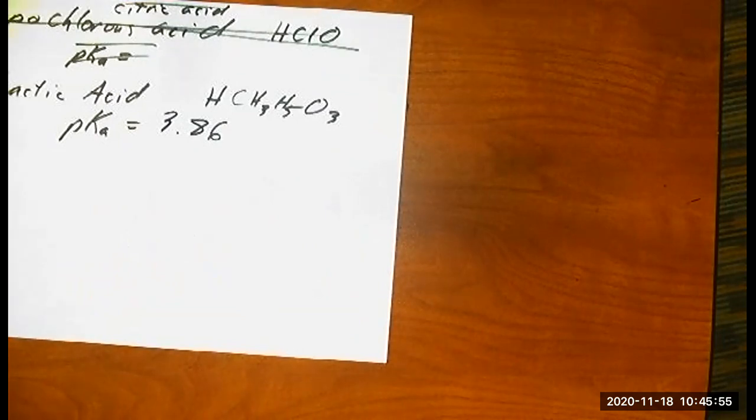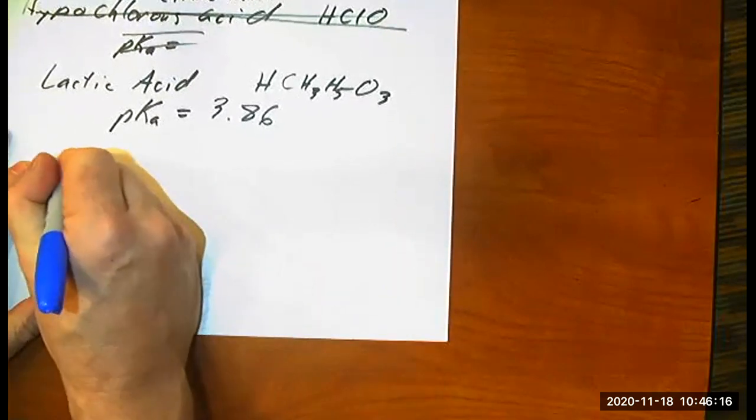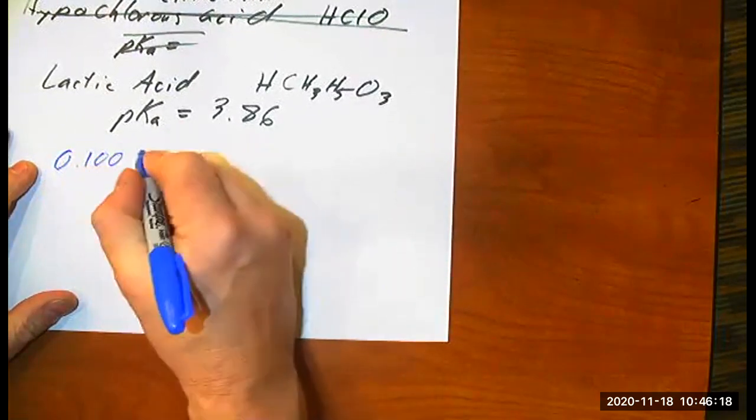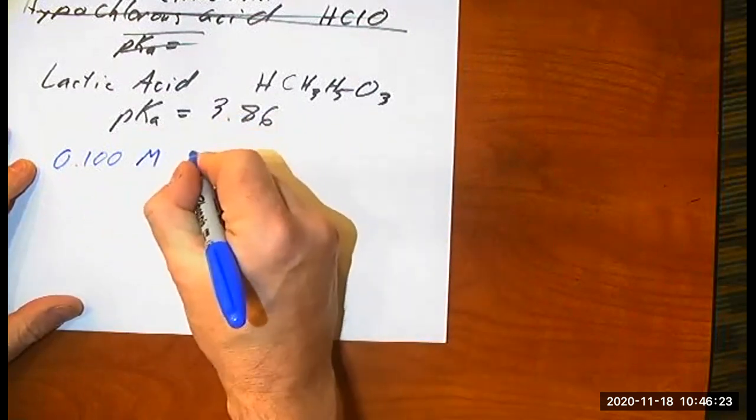All right, so we're going to do a titration of this. In the previous examples we've done, we have chosen the same concentrations for the acid that we're using and for the base that we're titrating with. So let's add the extra complication now of those being slightly different. Okay, so let's suppose that we have a 0.100 molar solution of lactic acid.